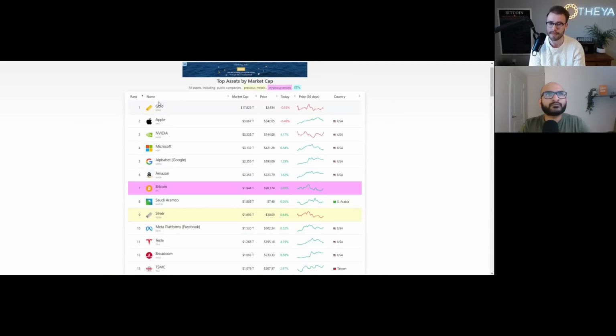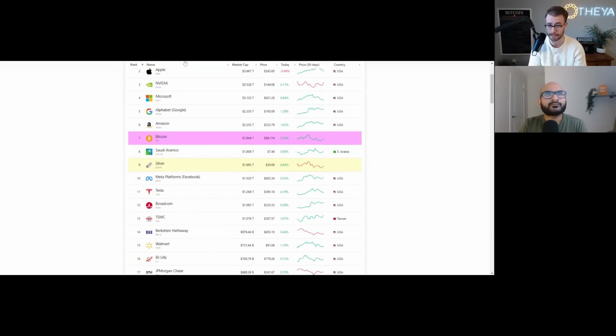So this is, I love this website so much. This is total assets by market cap. You can see Bitcoin's $1.94 trillion right now. The next step on the chopping block is Amazon. We've already passed the largest energy company in the world, which is Saudi Aramco. We've already surpassed silver at 1.693 trillion.